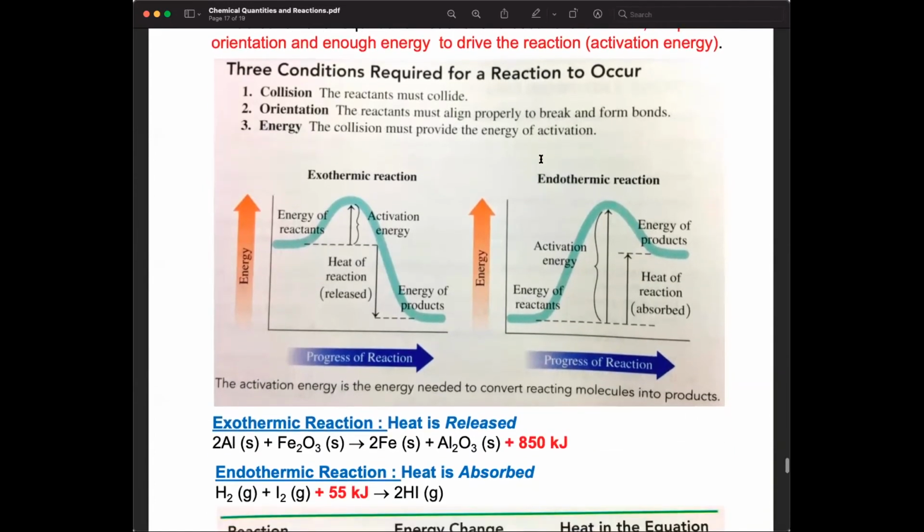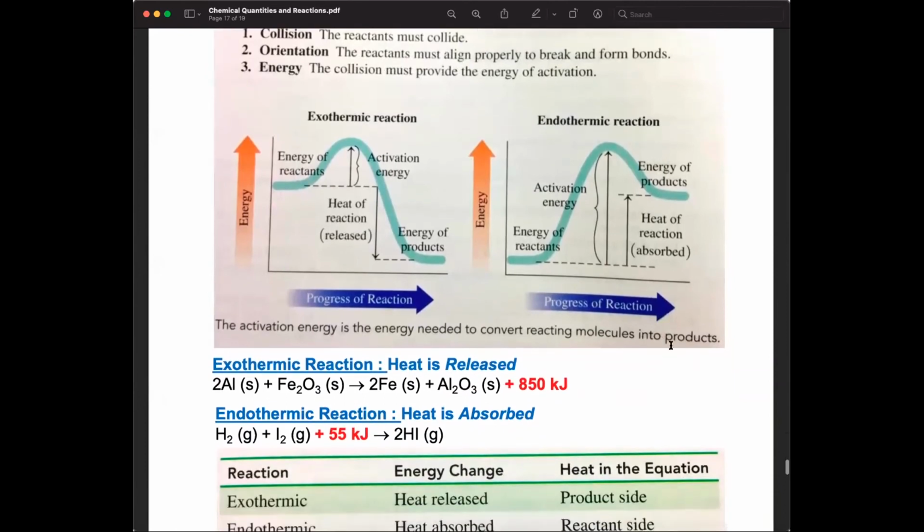And so activation energy is the energy needed to convert the reactant molecules to product. How it happens is they collide, and during collision they need to have at minimum this activation energy. That much energy has to be given to the molecules so that they collide with enough force to break the bonds and then form new bonds.